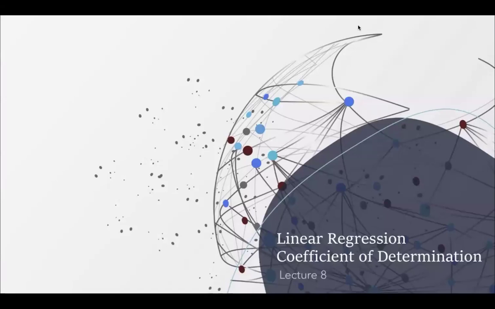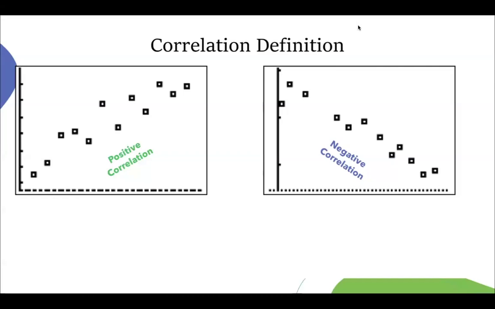This is lecture 8, and we're going to continue with some of the concepts we talked about in the last lecture, and we're going to continue with the concept of linear regression and the coefficient of determination. The coefficient of determination is very much related to the correlation coefficient, but with a slightly different meaning. So let's remember what we talked about as far as correlation.